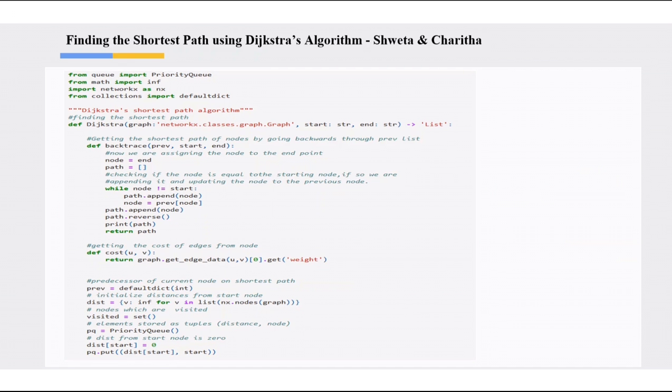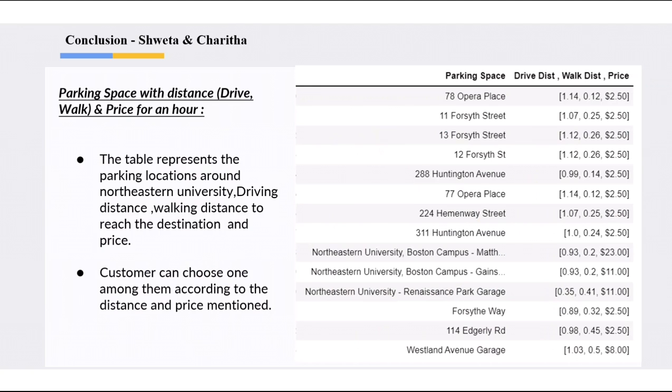The working of Dijkstra's algorithm will be explained by my teammate Charita. Now that we have all the data required to work on Dijkstra's algorithm, we have used the source and the endpoints to calculate the distances, and then we are showing you the final output on the screen, where you are seeing the parking spaces along with their driving distance and walking distance and their prices for 2 hours, which has been calculated assuming that the user is at Windsor Street and the destination is L Hall.